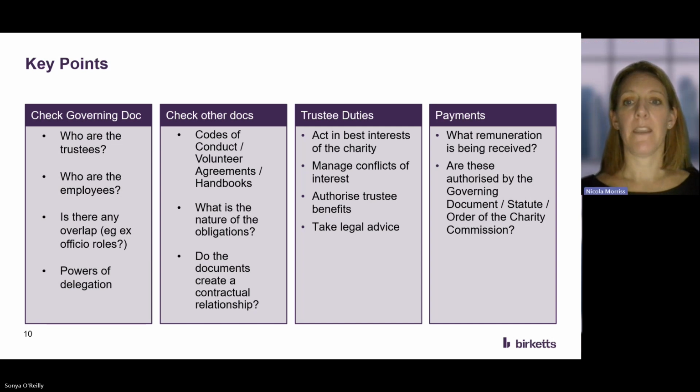Thirdly, always remember your trustee duties. Make sure that you can identify conflicts of interest and loyalty when they arise, and make sure that you can deal with them appropriately. There might be provisions within your governing document that stipulate how to do that. For instance, removing the conflicted trustee from the meeting and making sure they don't participate in decision making. And if that's not possible, if you can't deal with the conflict of interest in that way, then you might need an order from the Charity Commission.